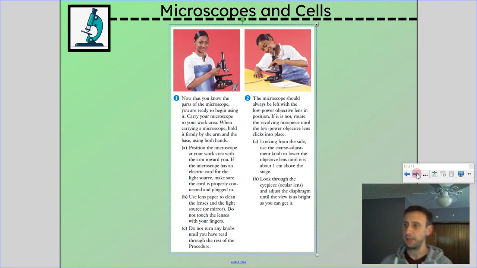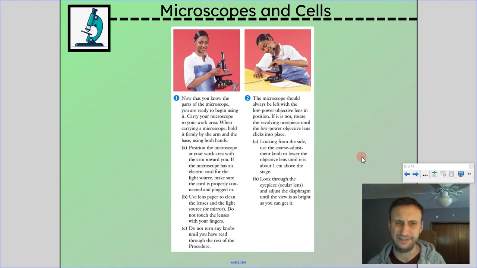Okay, let's go through the procedure of how to use a microscope. This is going to be dry. I'm going to go through this, and then we're going to go through the summary of the basic steps without all the different details.